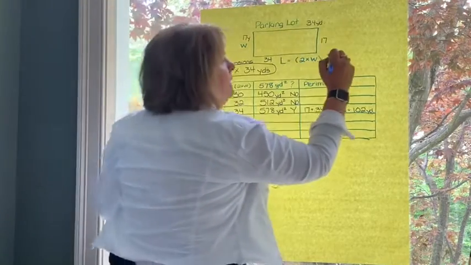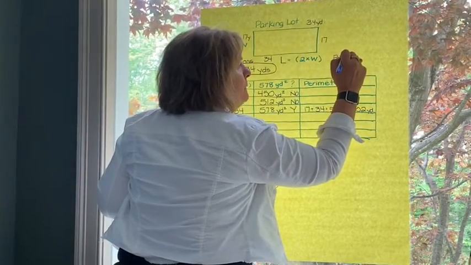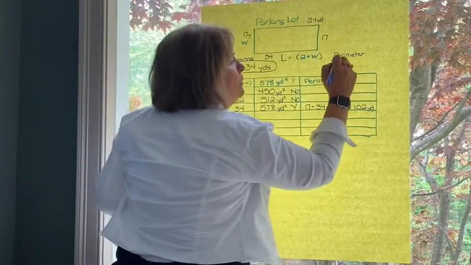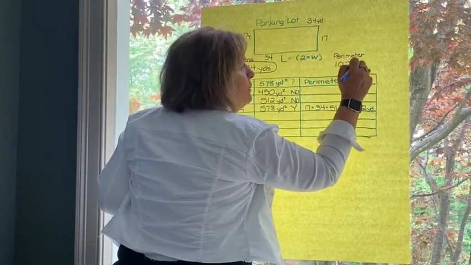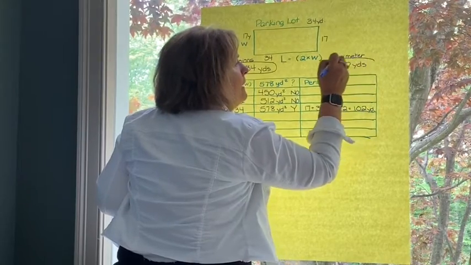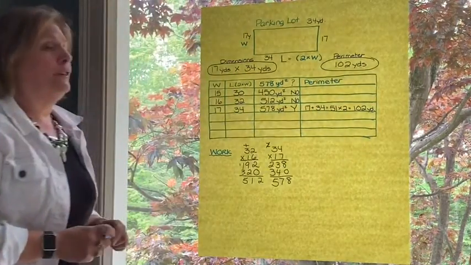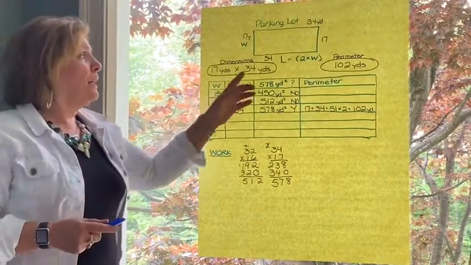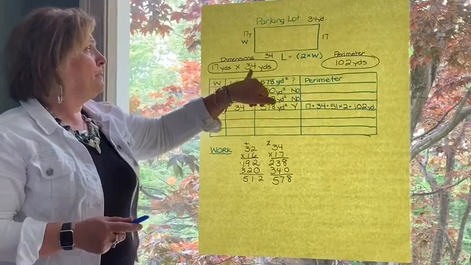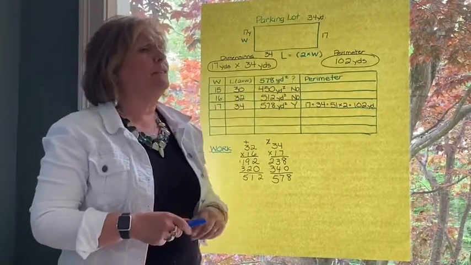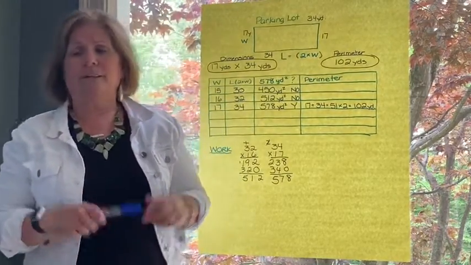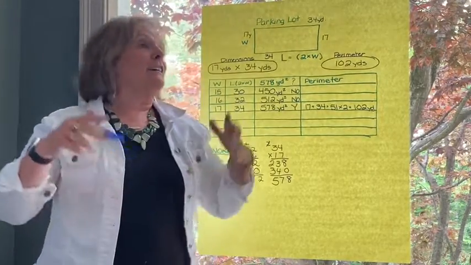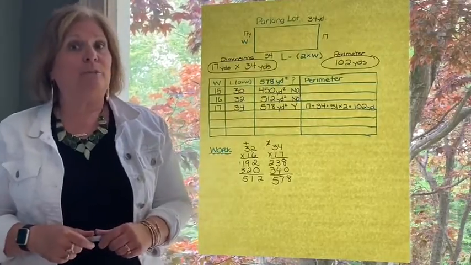So the other thing I'm going to do is circle over here. You don't have to write the word perimeter, but you did have to write 102 yards and circle it in order for it to be correct. So our parking lot is 17 yards by 34 yards, and our perimeter is 102 yards. Congratulations to everybody who got it. Congratulations to everybody who tried.